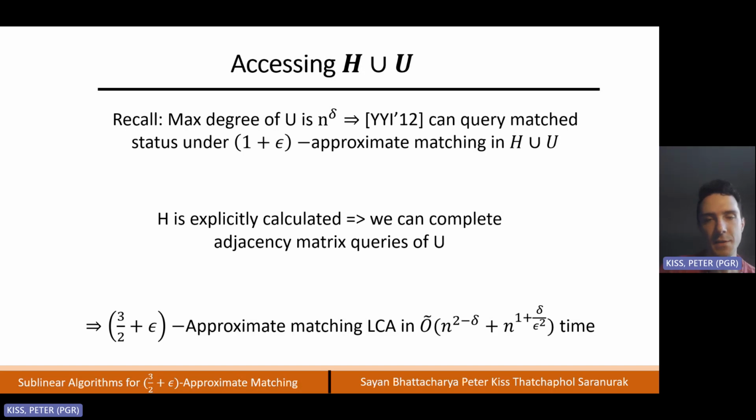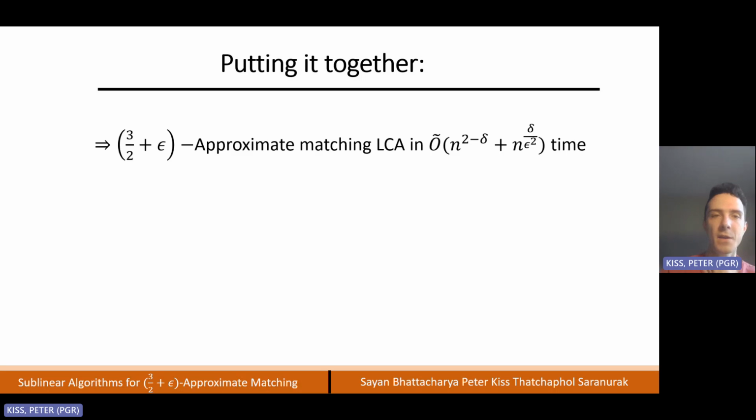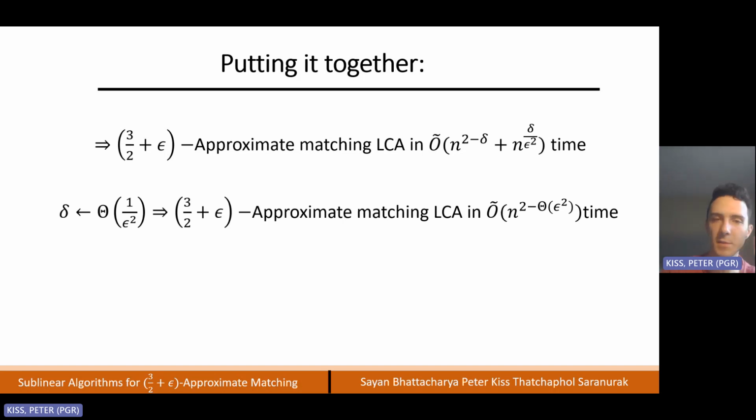All in all, this guarantees that Yoshida's LCA runs in slightly superlinear time. That is the term on the right, so n^(1+δ) over epsilon squared. And the first phase also took some time, n^(2−δ), to complete. That's kind of a pre-processing step to find H. But putting it together, we just need to select δ. So this expression on the right is sublinear, which is actually quite simple. δ just needs to be something like epsilon squared. And we get a 3.5 plus epsilon approximate matching LCA with some pre-processing time.